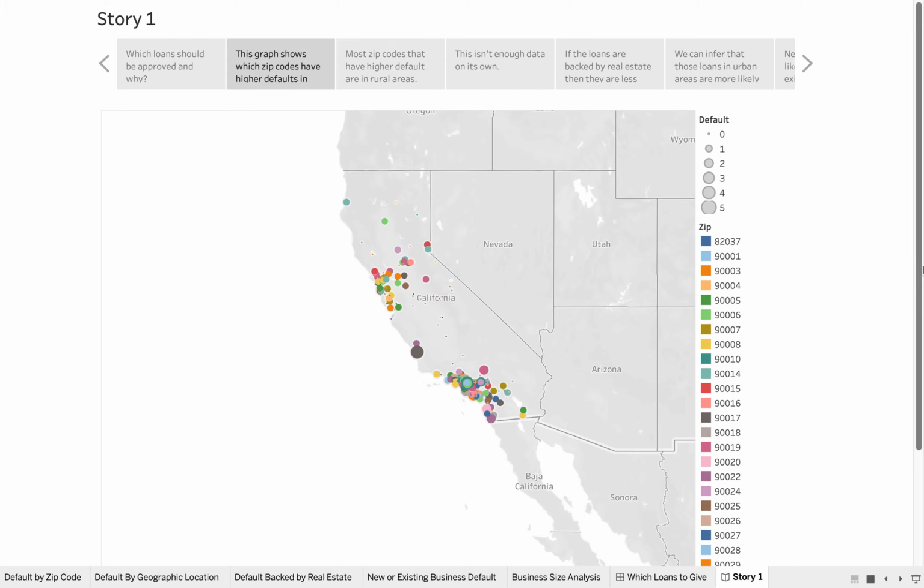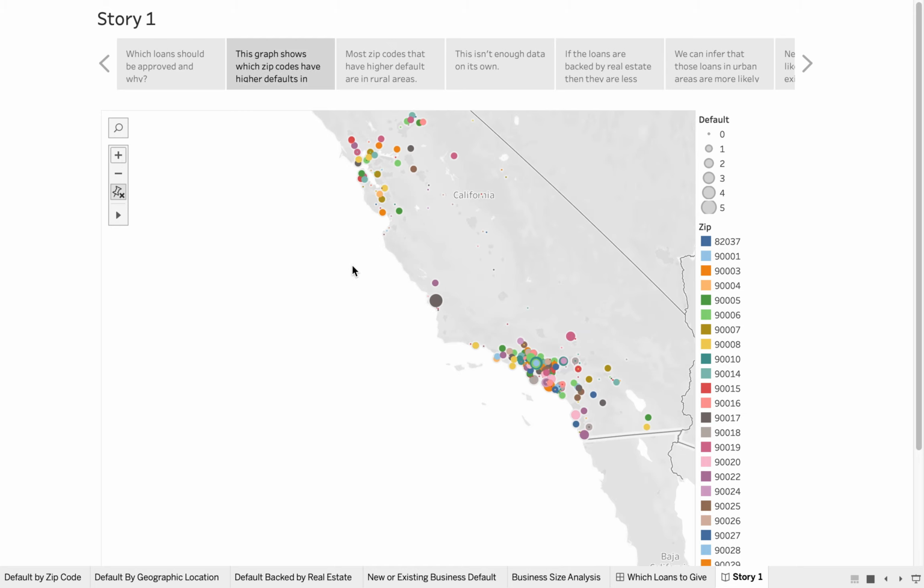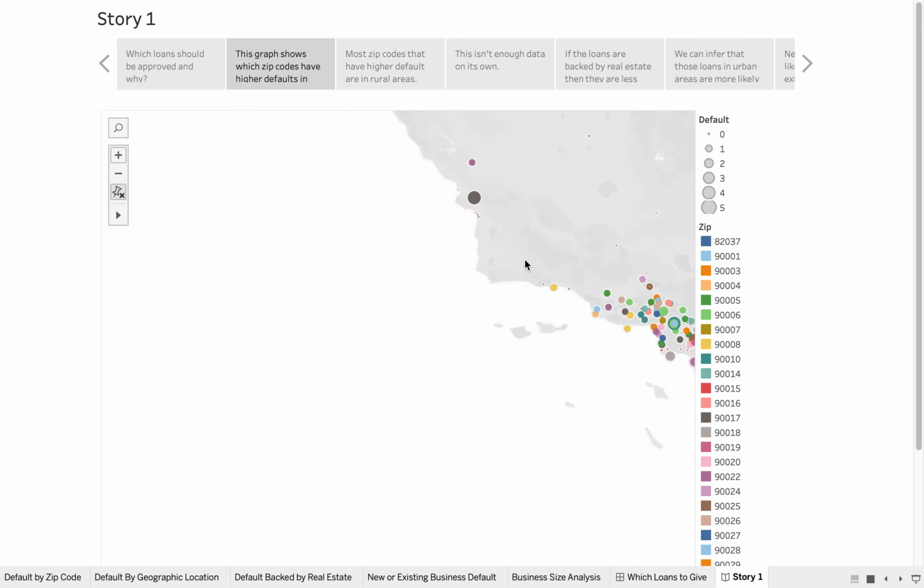This graph shows which zip codes have higher defaults in California. We color coded them based on the different zips, and the size of the circle means that they have more defaults than the smaller circles. So here, for example, San Luis Obispo has had 4 defaults, whereas Paso Robles has only had 1 default. And as we get farther in here, you can see there are plenty of other zip codes, cities that have different amounts of defaults.